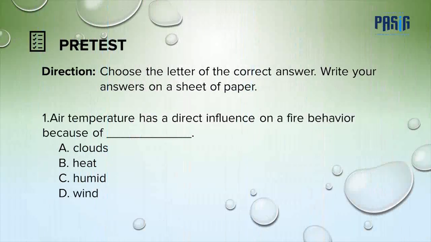Let us check your prior knowledge with regards to our lessons for today by answering the pretest. Number 1. Air temperature has a direct influence on fire behavior because of blank. A. Clouds. B. Heat. C. Humid. D. Wind. And the answer is letter B. Heat.